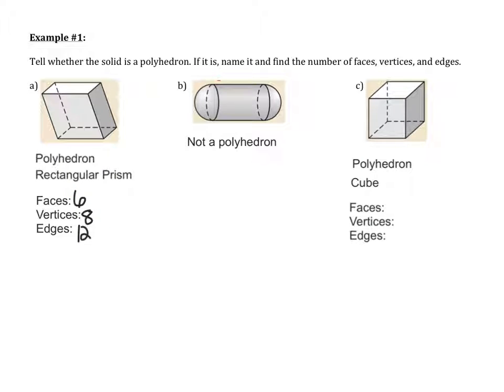So the faces, we have the one in the front, the one in the back, so there's 2, 3, 4, 5, 6 faces. The vertices would be all the points. We have 1, 2, 3, 4, 5, 6, 7, 8. So just like before, 8 vertices. And the edges, you have the 1, 2, 3, 4 in the front, 5, 6, 7, 8 in the back, 9, 10, 11, 12. So 12 edges, just again like we had for the rectangular prism.